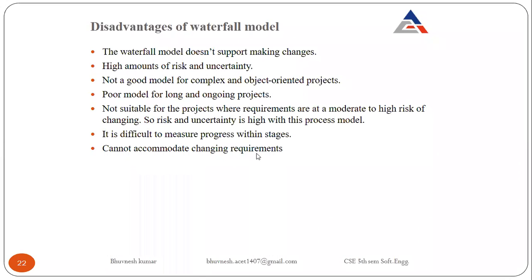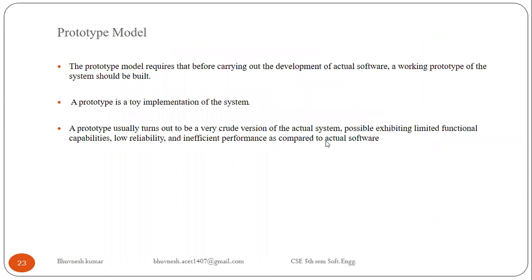It cannot accommodate changing requirements. It means we will not change any type of product while we are going through our 5 phases, that is feasibility study, requirement gathering, design, coding, and testing. Changes will be checked only when we are in maintenance. That change from the customer will be accepted only when we are in maintenance. Okay, that's all about your waterfall model.